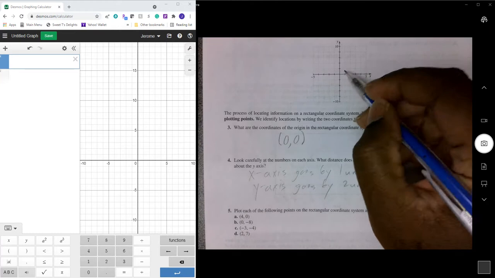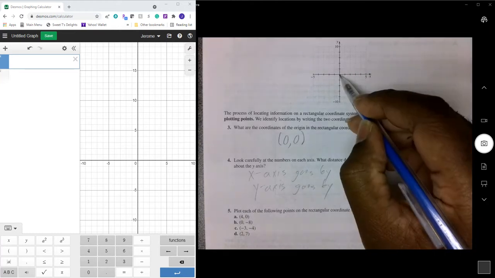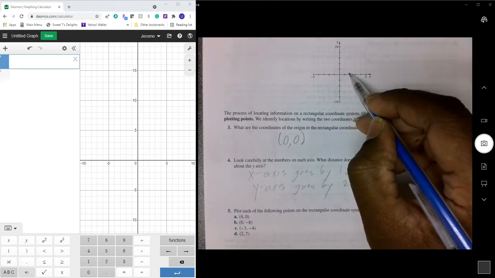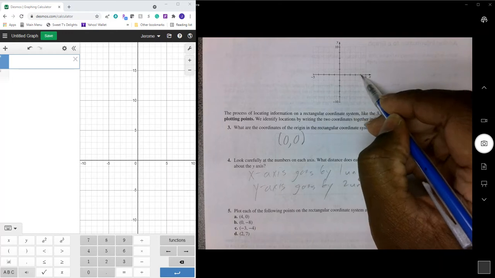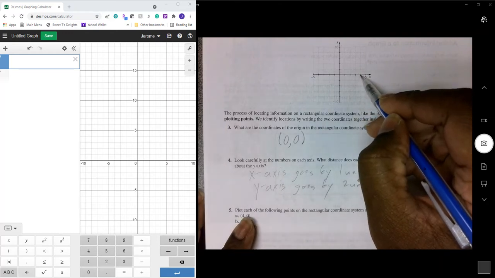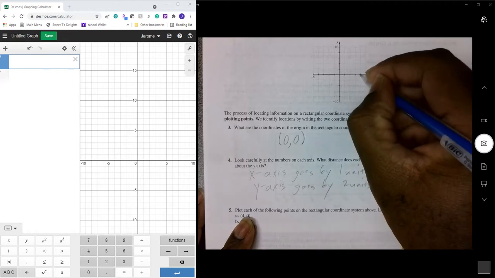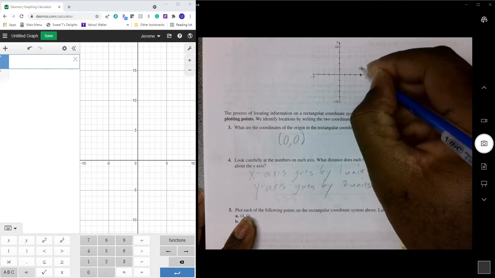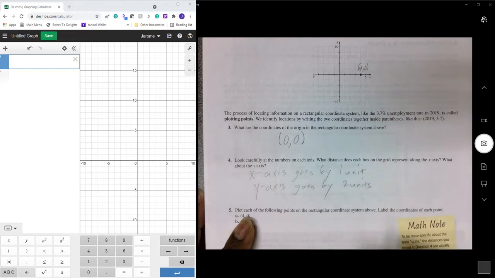So we have 4, 0. We start at the origin. We have positive 4. So we go to the right 4, because remember, these are 1 unit. And then y is 0. So that means we stay here, because y ended here. So it'd be 4, 0.